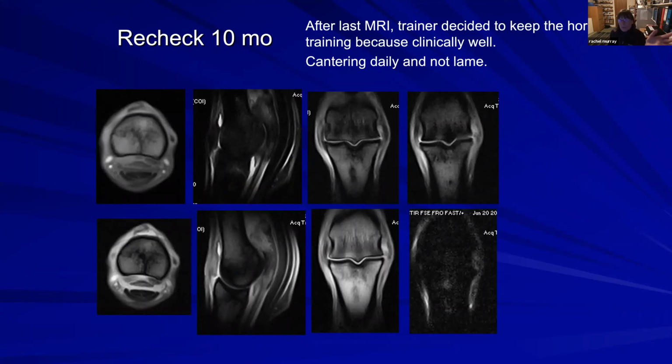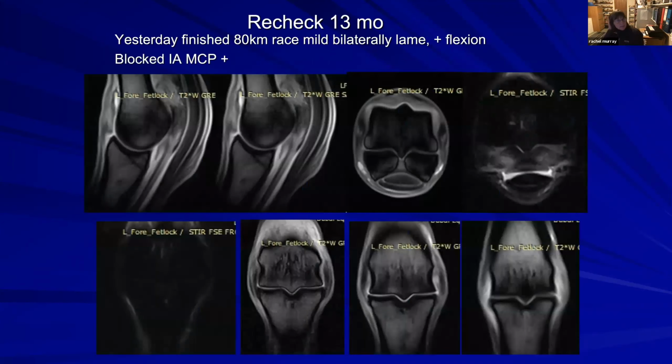So after the last MRI, the trainer decided to keep the horse training because the horse was clinically well. It was cantering daily and not lame. And you can see at this point, as a recheck of 10 months, that actually it's better. We've got resolution of that fluid signal. So you'd think it was better at this stage than it was. We've still got some odd patterns, but the horse is looking better.